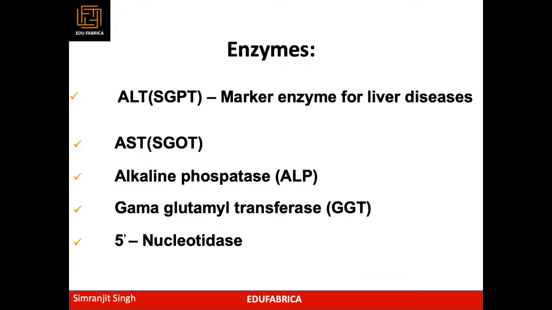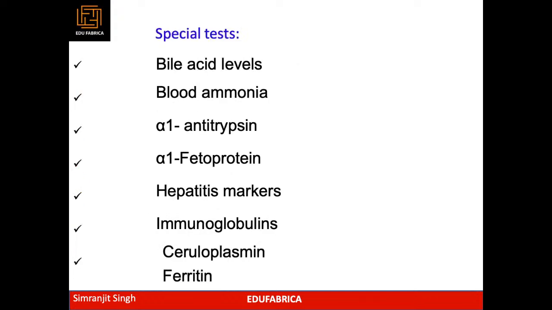Remember, whenever you go for liver tests, mainly these values are given: SGPT, the marker enzyme for liver disease; AST, which is SGOT; alkaline phosphatase; gamma glutamyl transferase. Special tests are bile acid level, blood ammonia, alpha 1 antitrypsin, alpha fetoprotein, hepatitis markers, immunoglobulins, ceruloplasmin, and ferritin.